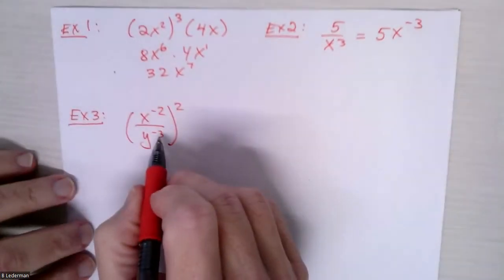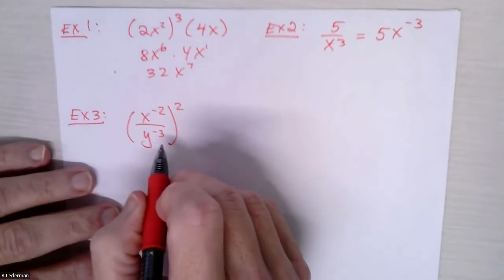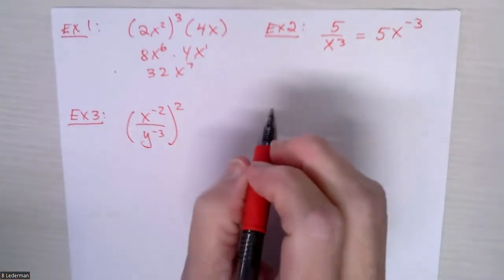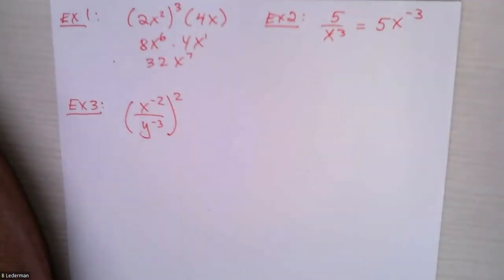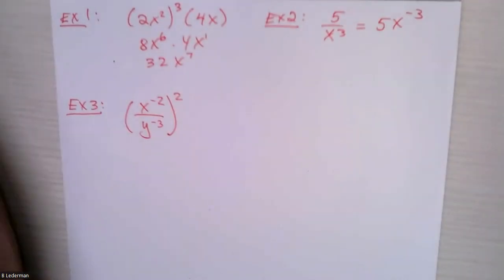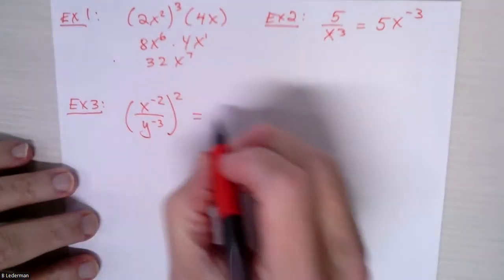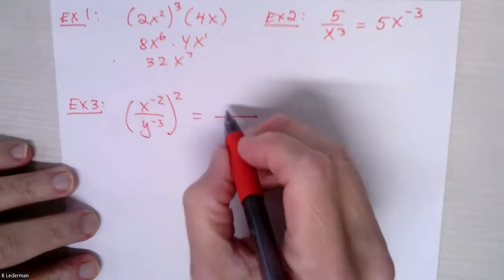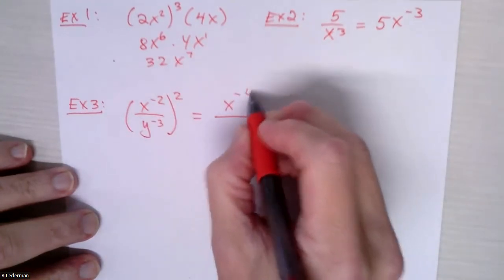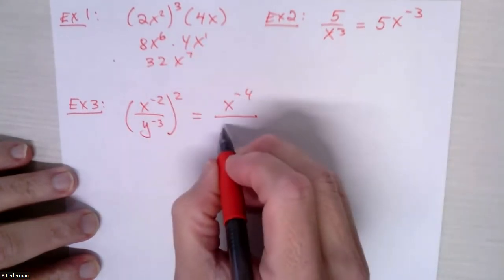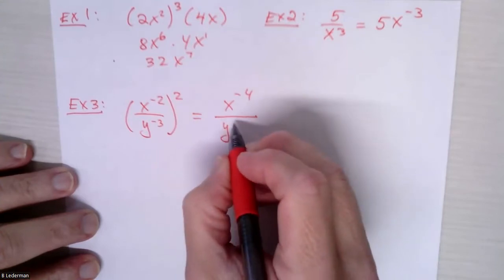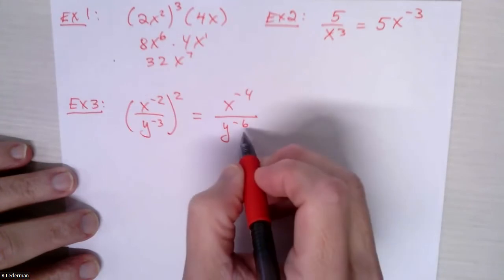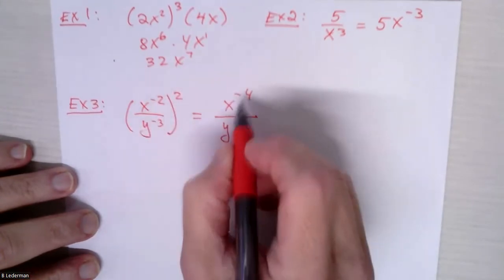Suppose I want to rewrite this whole thing using positive exponents only. Well, when you have a power to a power, you multiply the power. So this becomes on top x to the negative 4, because 2 times 2 is 4. And on the bottom, I have y to the negative 6, because negative 3 times 2 is negative 6. Negative 2 times 2 is negative 4.